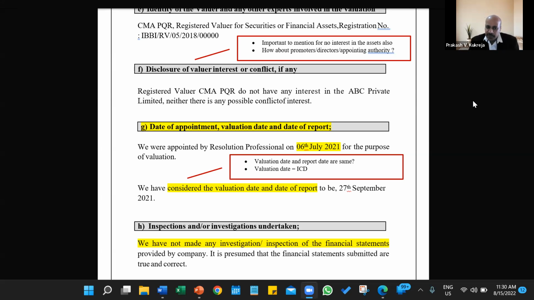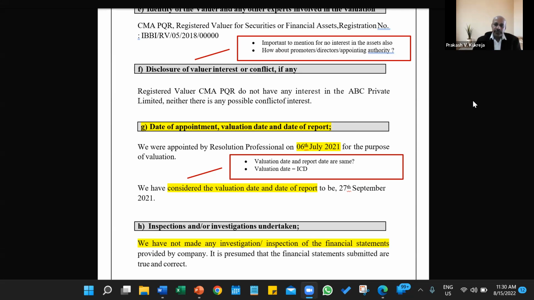But in rare situations, it may be same, but at least in case of IBC, I don't think it could be same, because valuation date will be your insolvency commencement date in this case. So this is a big mistake in this report. So we as RVs, we need to be very, very cautious and careful about this part, that we specifically mention which dates, what are these different dates. And if there is any delay, we should highlight that also.